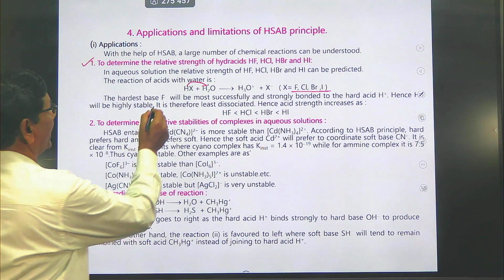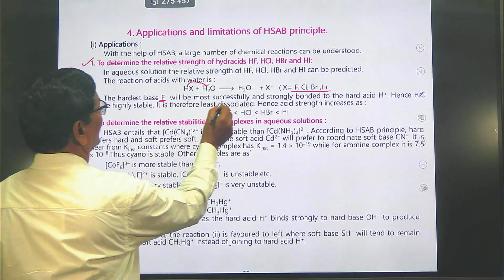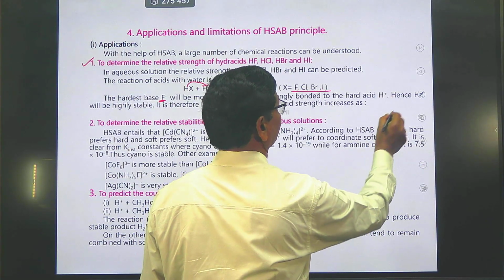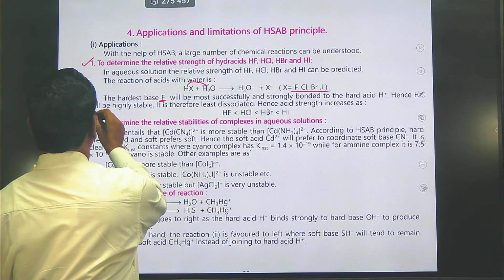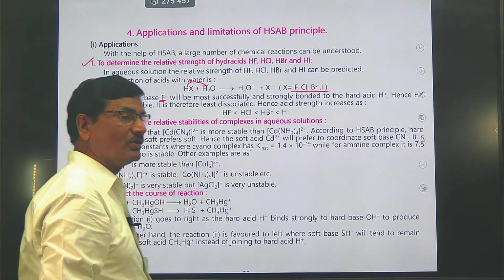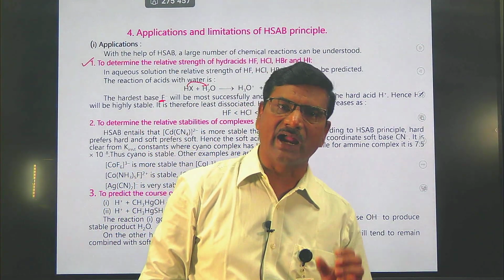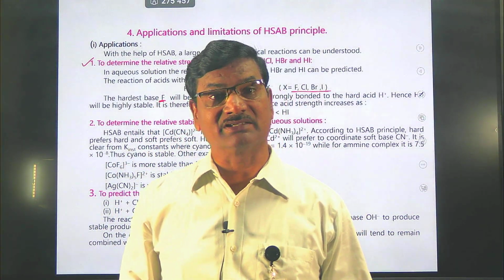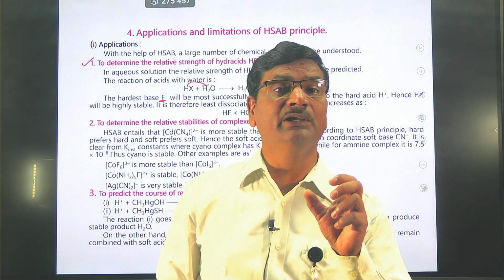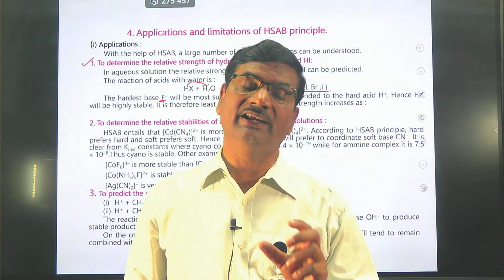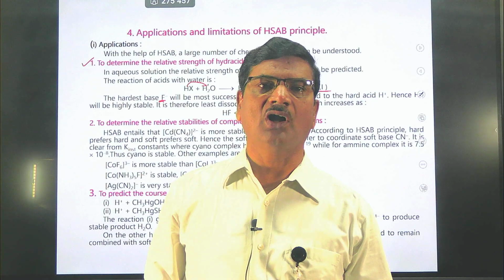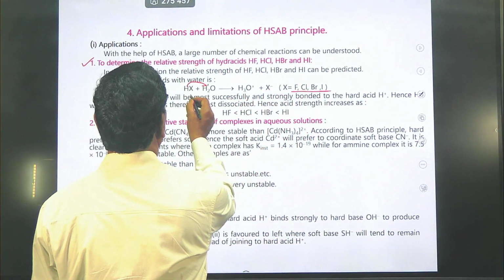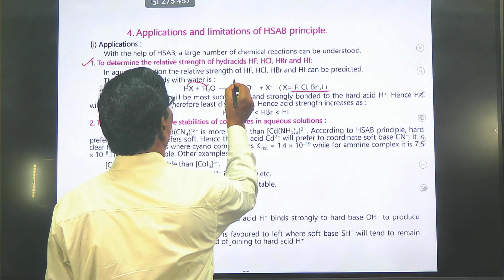The hardest base, F minus, will be most successfully and strongly bound with the hard acid like H plus. Hence it will be highly stable because it obeys the Pearson rule. It means hydrogen is a hard acid and fluorine is a hard base. That's why, if the combination is even, then it obeys the Pearson rule. Otherwise, it is unstable.